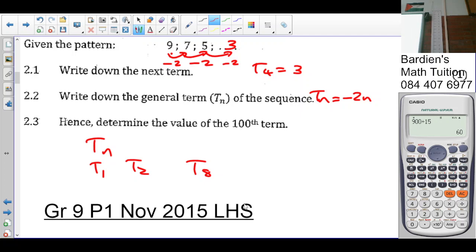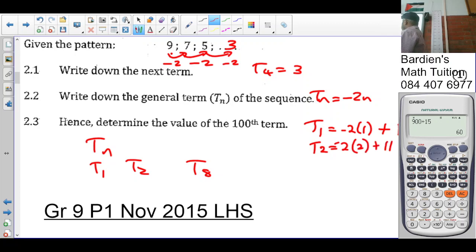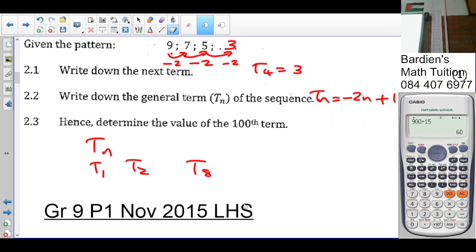Okay? So if I go with the first one and I say T1 is equal to negative 2 times 1. So what's negative 2 times 1? Negative 2. But I have 9, so what must be added here? Negative 2 plus 11 equals 9. Then we can test it. Term 2 is going to be negative 2 times 2 plus 11. So it's negative 4 plus 11 is 7. So that is negative 2n plus 11. That is a general term.